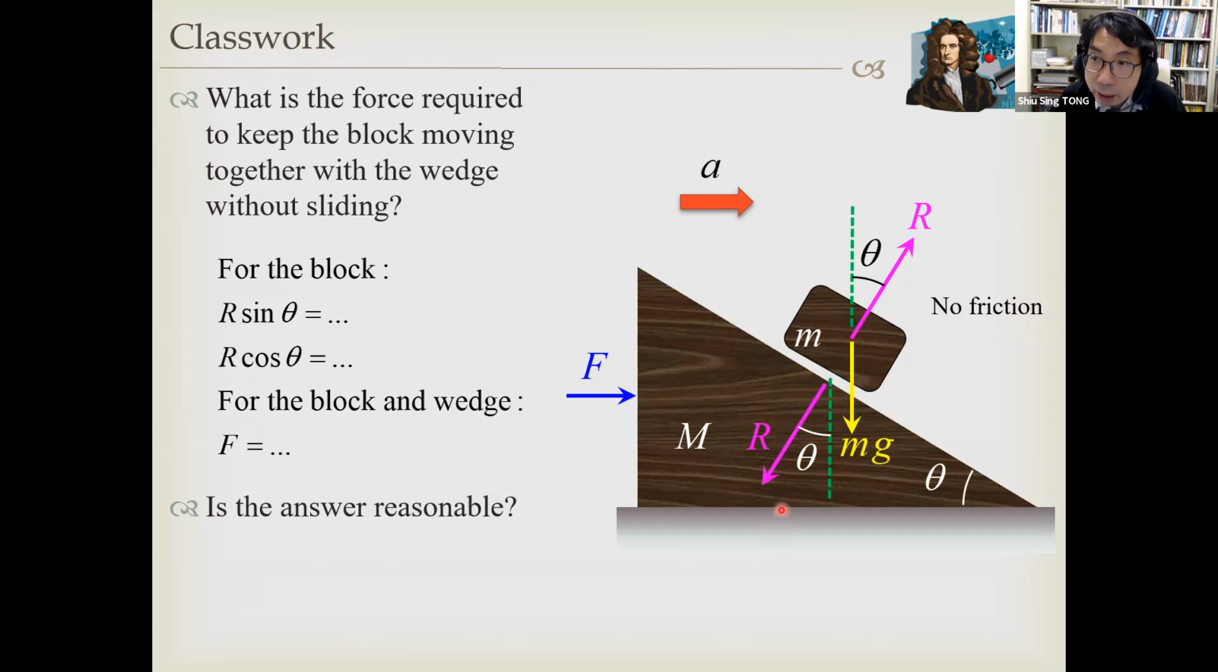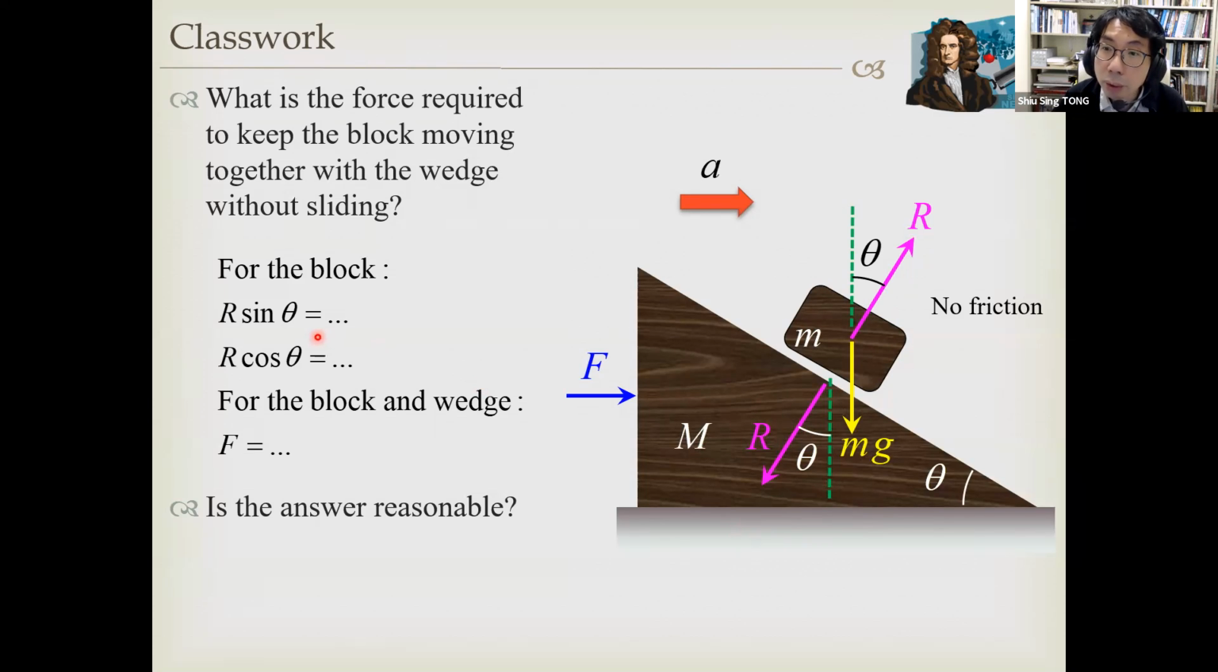Now I neglect the normal force from the ground on the wedge because I know that that must balance the gravity force on the wedge. So I do not consider that, okay, because that must be balanced. So I make it simpler and I neglect the vertical force acting on the wedge.